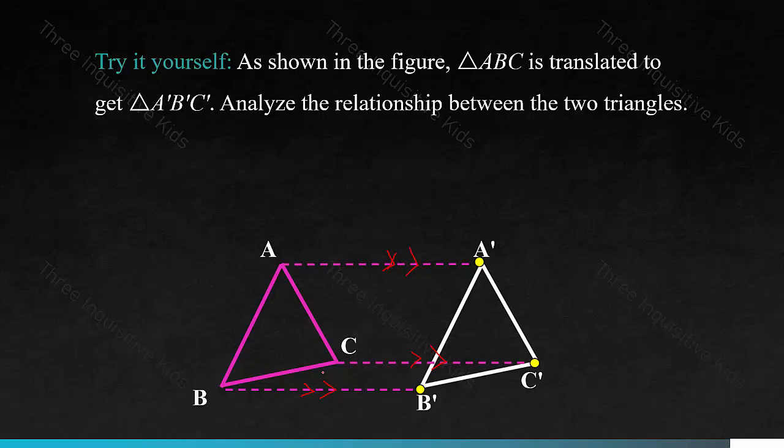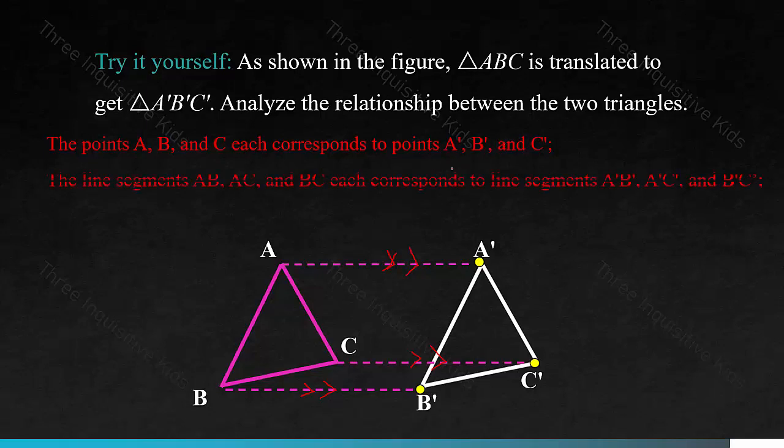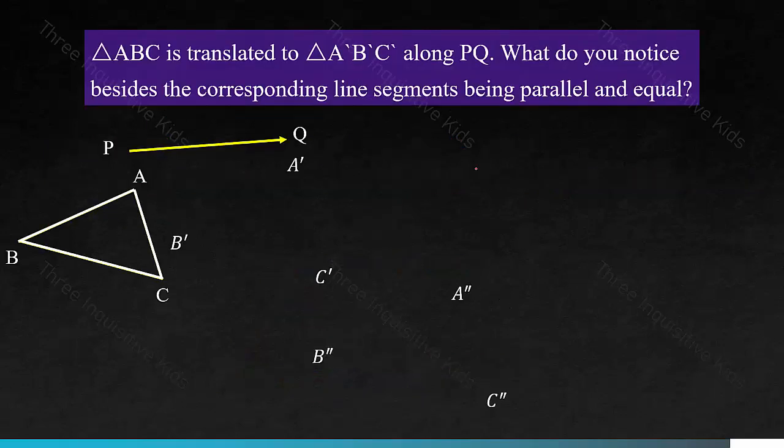What is the relationship between the 2 triangles? We can see that A, B, and C each correspond to points A', B', and C'. The line segments AB, AC, and BC each correspond to line segments A'B', A'C', and B'C'. Triangle ABC is translated to triangle A'B'C' along PQ. What do you notice besides the corresponding line segments being parallel and equal?